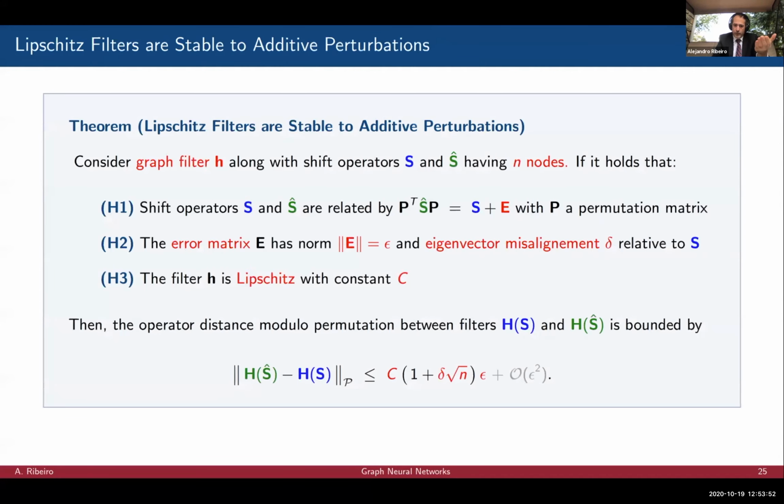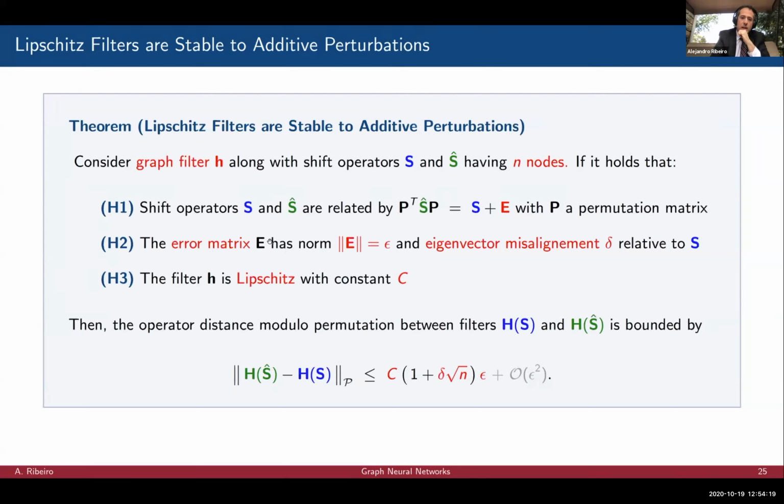Now, speaking of these bounds, this is the first theorem that I would like to introduce. It says the following. We have a filter H and shift operators S and S hat. The shift operators contain n nodes. The following three hypotheses are assumed here. The first one is that the shift operators S and S hat are related by this perturbation model, which is the one I have introduced.